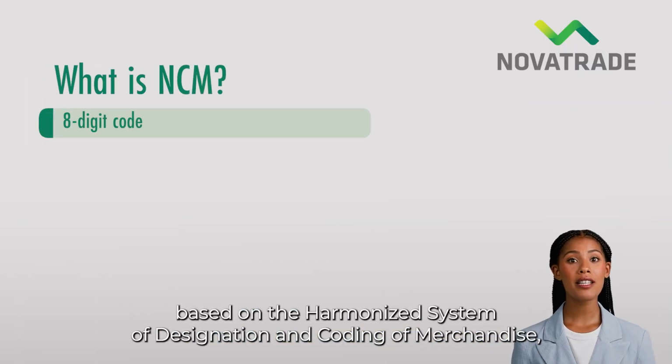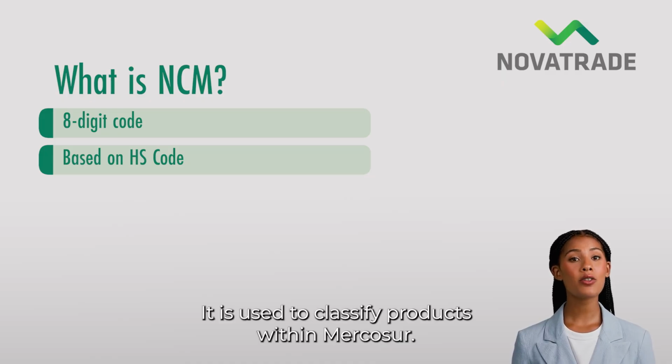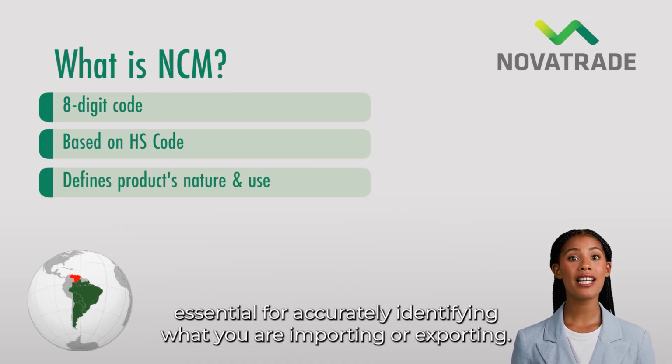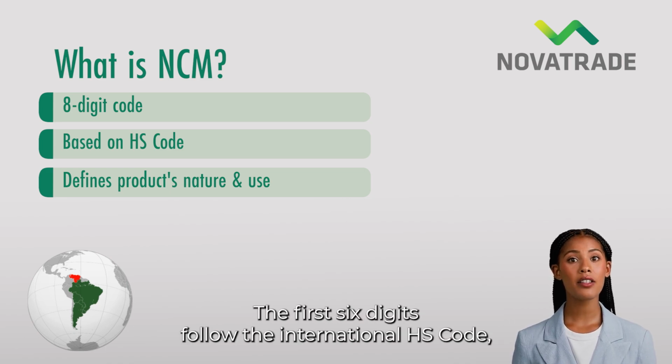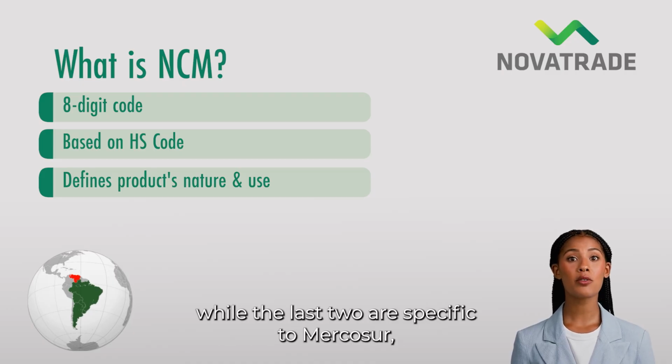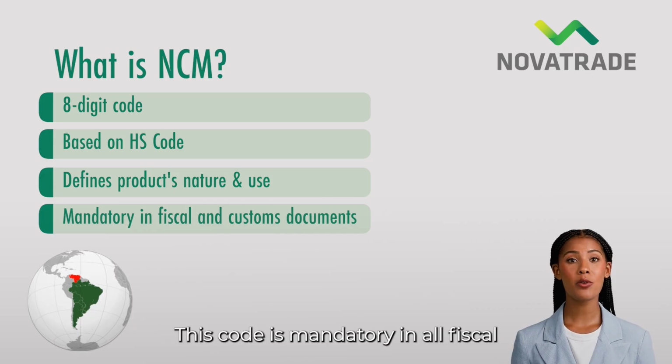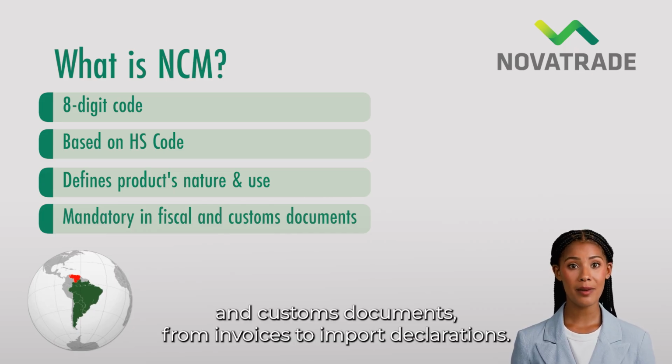The NCM is an 8-digit code based on the Harmonized System of Designation and Coding of Merchandise, the HS code. It is used to classify products within Mercosur. Think of it as your product's ID card, essential for accurately identifying what you are importing or exporting. The first 6 digits follow the international HS code, while the last 2 are specific to Mercosur, providing granular detail. This code is mandatory in all fiscal and customs documents, from invoices to import declarations.